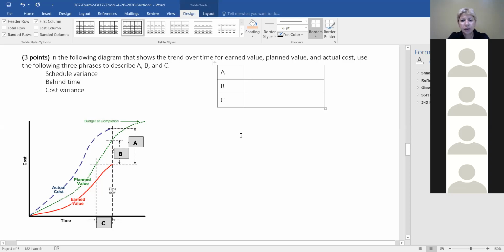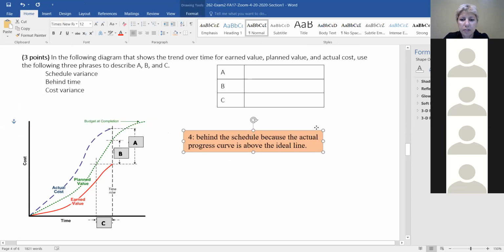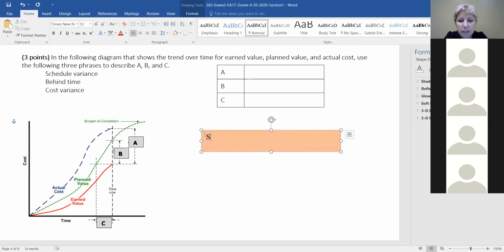What was the definition of schedule variance? I'm gonna put one of those boxes. So let's just put the definitions. This is time T2. So what's the definition of schedule variance and cost variance?